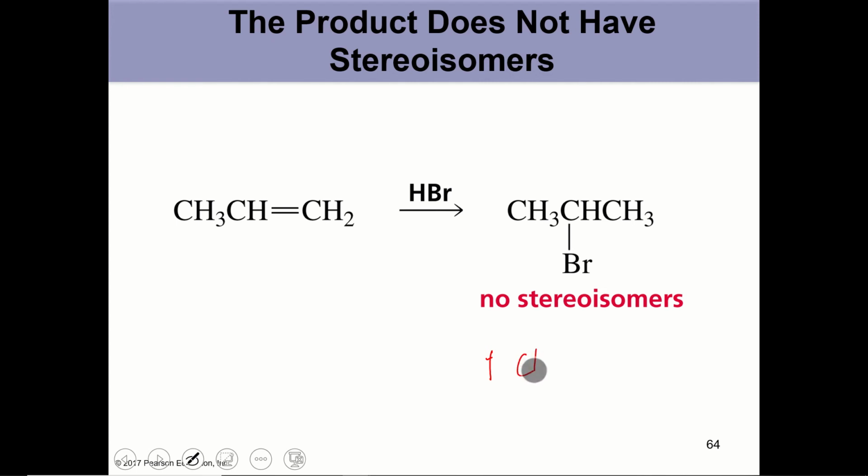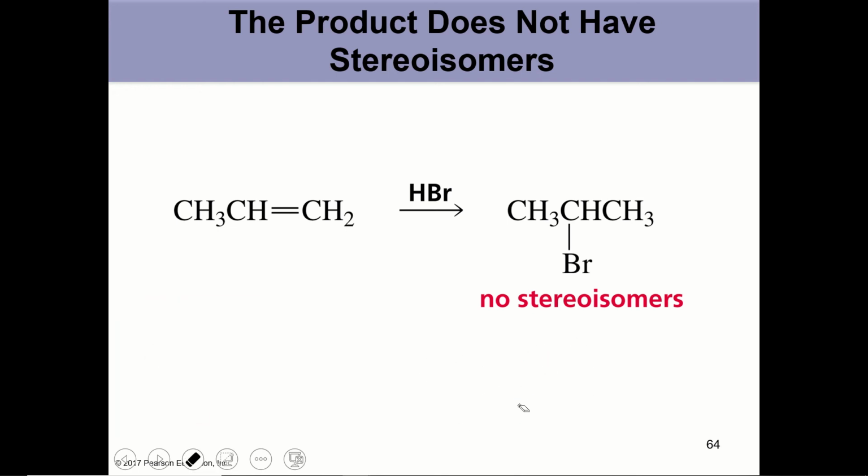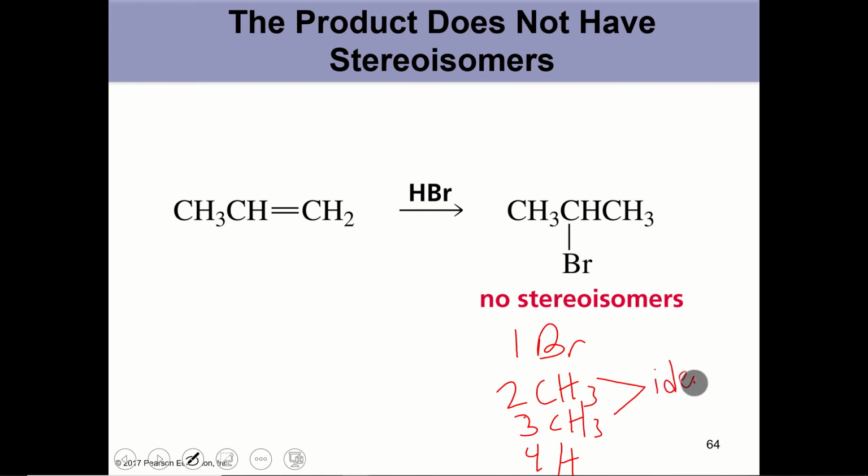We have a methyl group. We have a bromine. I'm going to list them in order of priority. We have 1 bromine, 2 methyl, 3 methyl, and 4 hydrogen. So because 2 of the 4 groups bonded to the carbon that could be asymmetric are identical, there are actually only 3 unique groups, and so no asymmetric center.